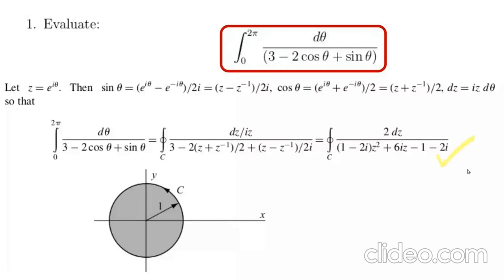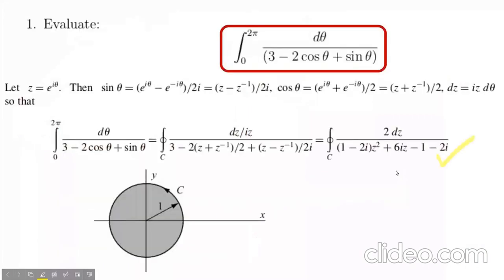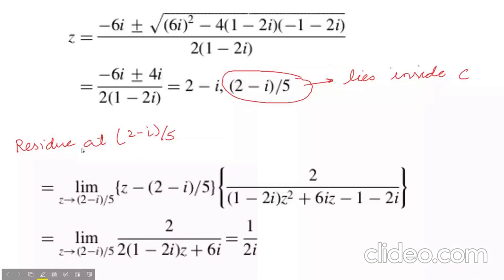So how to integrate this? Firstly, we need to find the poles of this function. To find the poles, we can use the quadratic equation. This is a quadratic equation in z. So we can find the roots using the quadratic formula. So the roots, if you find, will be 2 minus iota and 2 minus iota by 5. So these are the two roots.